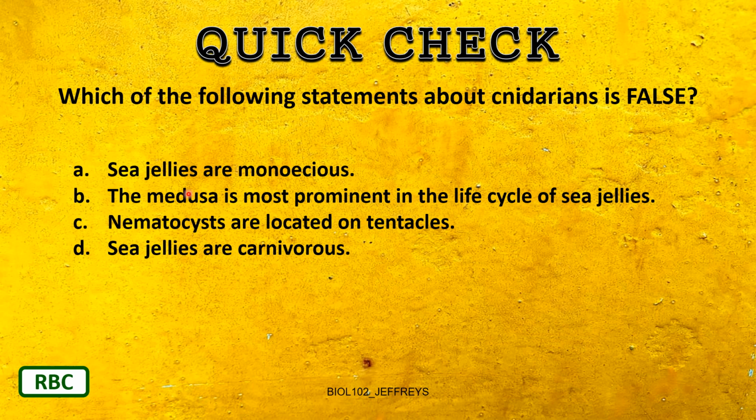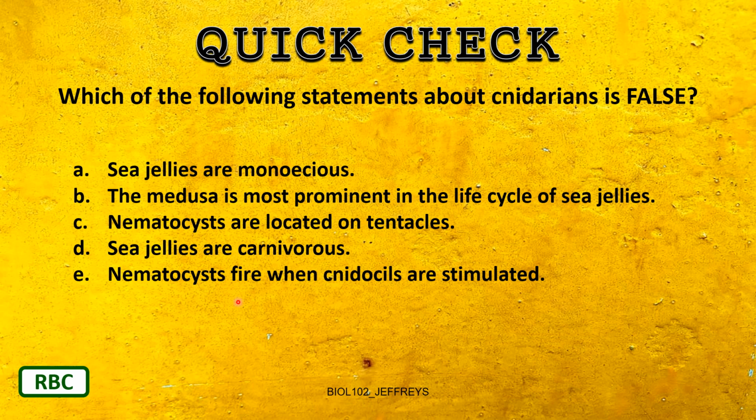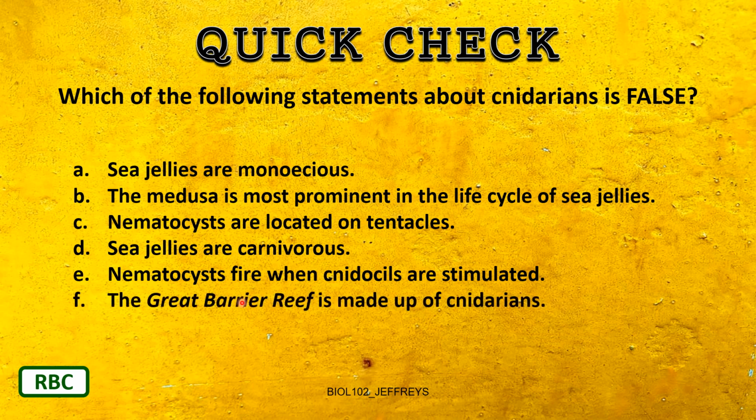So if we go through them, sea jellies are dioecious. Remember, you have male sea jellies, male jellyfish, and female jellyfish, okay? So that's definitely false. And the last one there was nematocysts fire when cnidocils are stimulated. So the Great Barrier Reef is made up of cnidarians. As we've talked about, and as I just mentioned a little while ago, sea jellies are dioecious. There are male jellies and female jellies. The medusa is the most prominent in the life cycle of jellies.